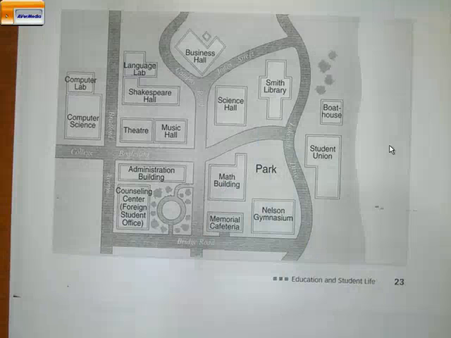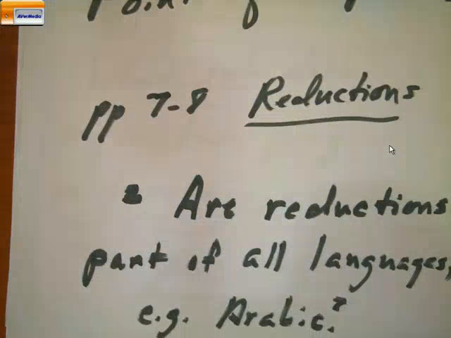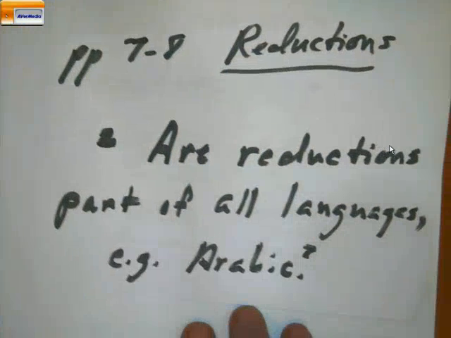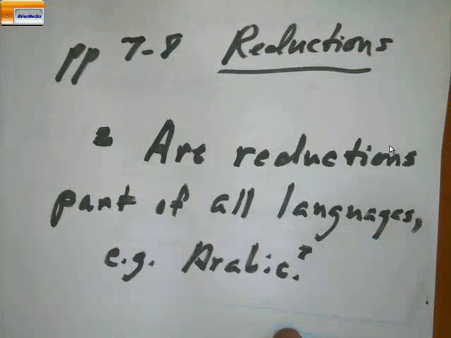Now, I hope with the materials I've given you, you'll be able to review and learn a lot about these things. And so now the last thing I want to do is to give you the points of emphasis for the first chapter. There were 2 lectures. Now, this is the question for the first one about reductions. Are reductions part of all languages? For example, Arabic. So that's something you need to discuss and talk about.